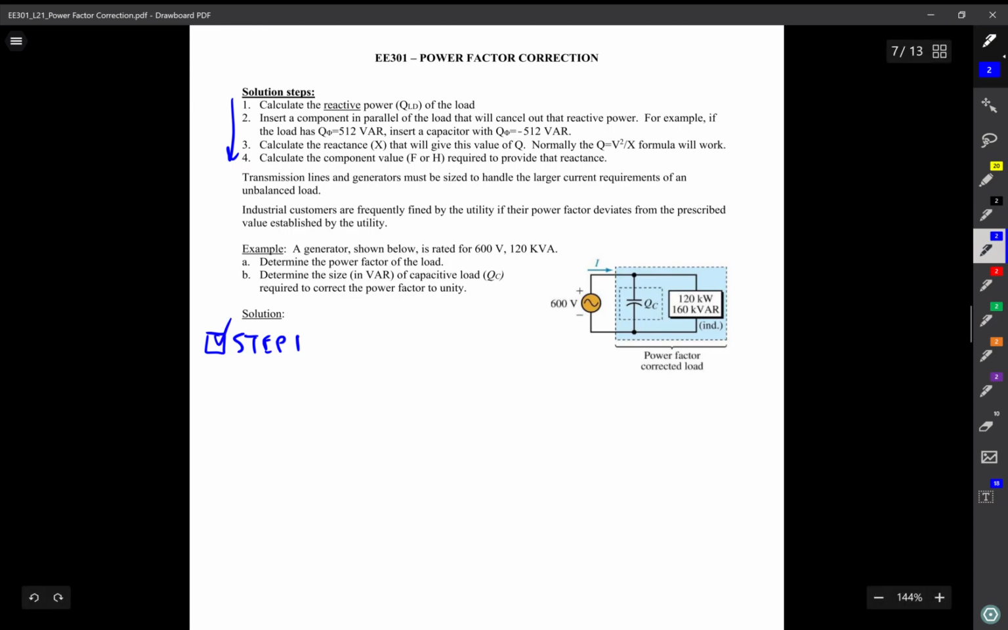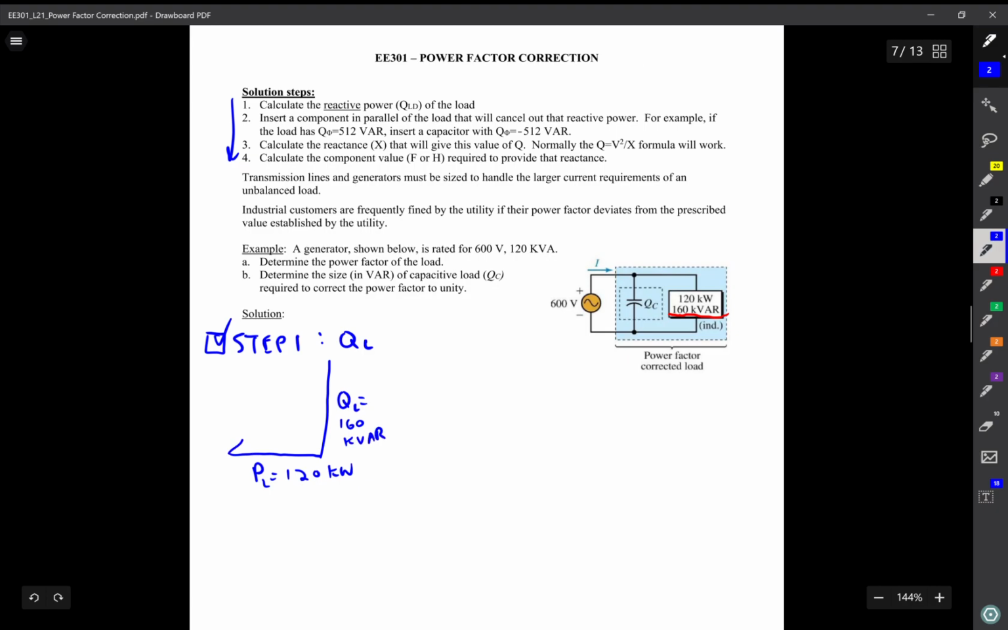Now in this case, I want to find QL, right? QL is actually given in the problem. Notice here that QL is 160 kVARs. All right, so I could just state it right here. But instead, I'm going to go ahead and draw the power triangle just so that we can see geometrically how this looks. So this is P equal to 120 kilowatts. The imaginary part of the reactive power is 160 kVARs. So that's up here. This is QL. QL is equal to 160 kVARs.